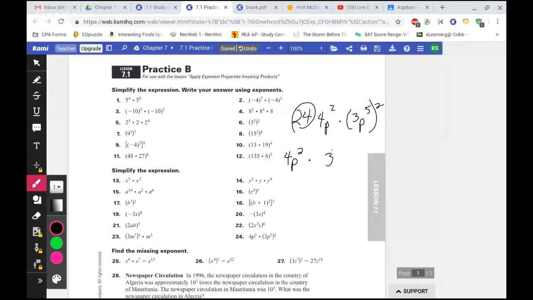So now I have 3 squared. And then this is a power to a power. So I'm going to multiply 5 times 2. So that gives me 10. And now I'm going to go ahead and get my 3 squared. That's 9. And now I multiply 4 times 9. That's 36 because I'm just going to multiply those regular. And then I'm going to add 2 and 10. So that's my final answer.